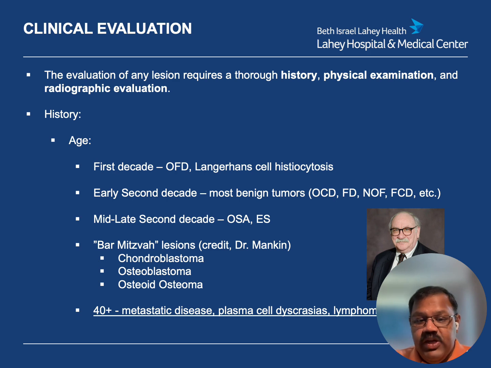Generally speaking, in the older patient, over 40 years of age, the most common diagnoses for any new bone lesion, especially lytic lesions, are metastatic disease from another primary origin carcinoma, plasma cell dyscrasias like plasmacytoma or multiple myeloma, and lymphomas.